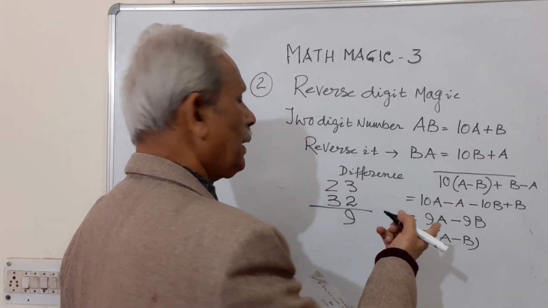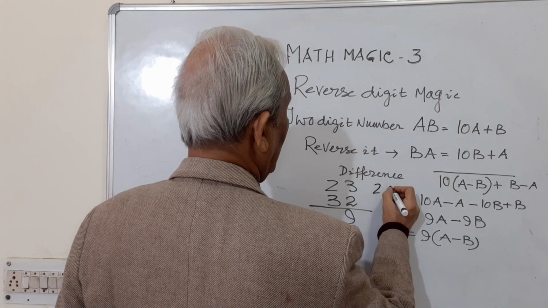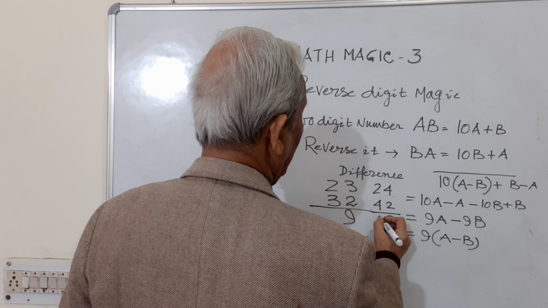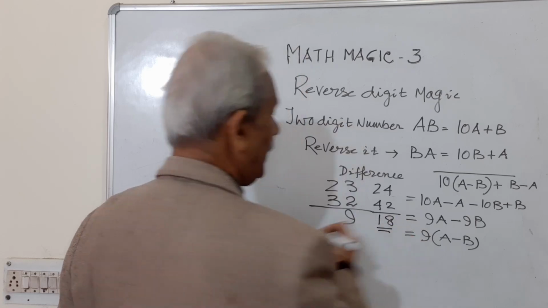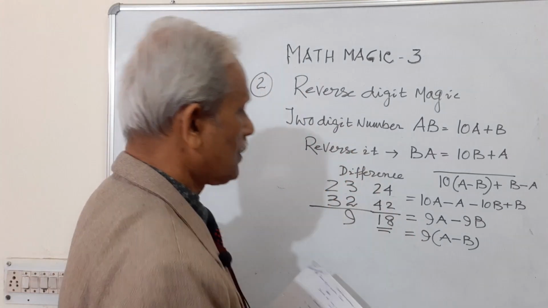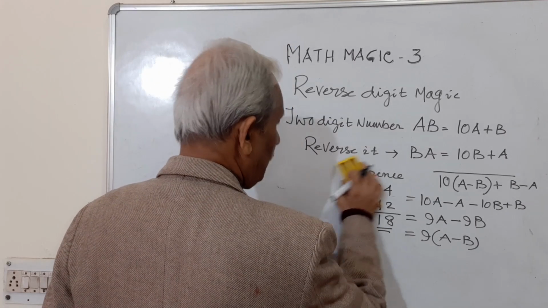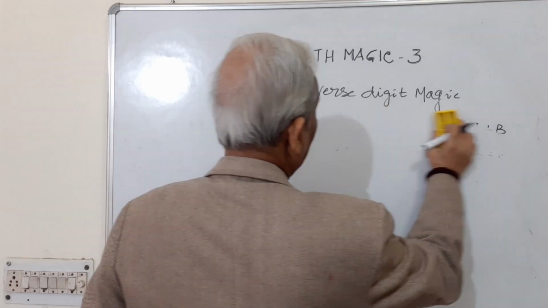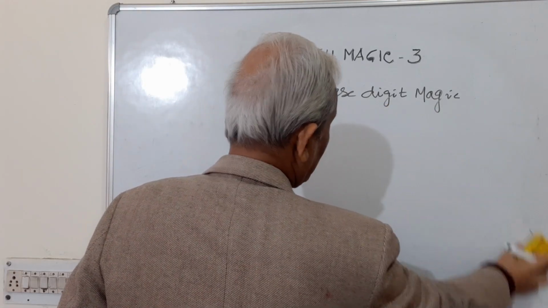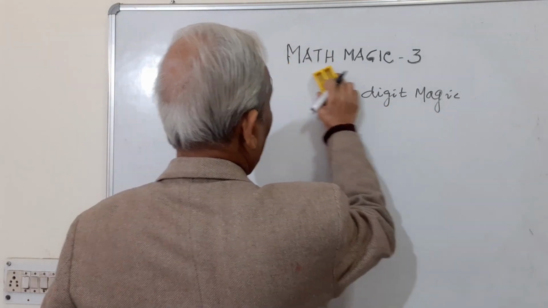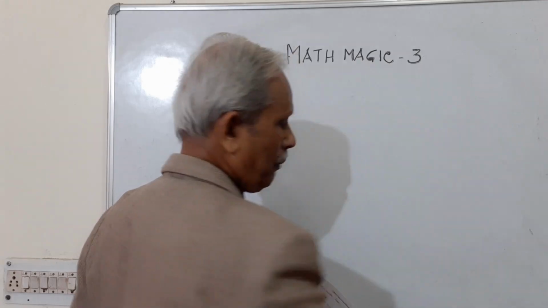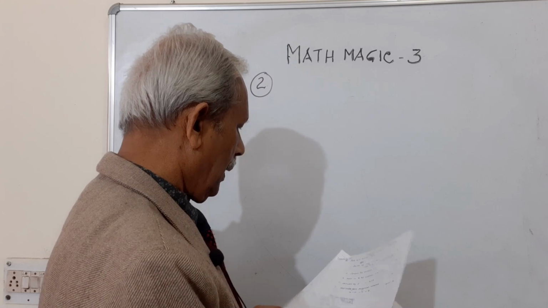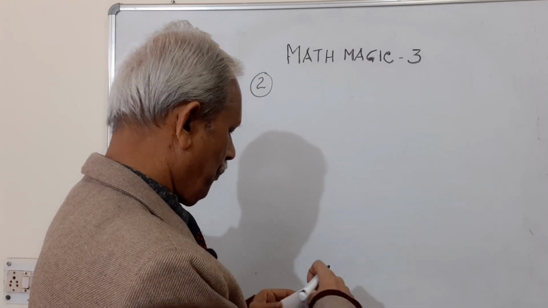If you take 24, the reverse of it is 42, and the difference is 18. 18 is a multiple of 9. That's very interesting. You can always see it. So remember this: the difference of a two-digit number and its reverse will always be a multiple of 9.